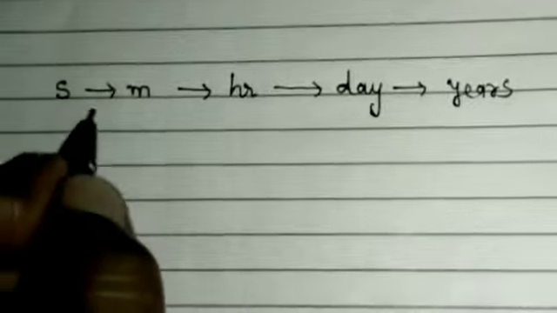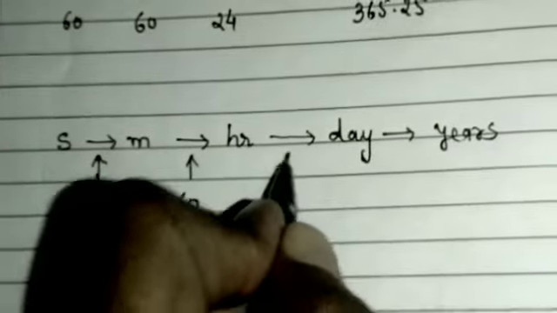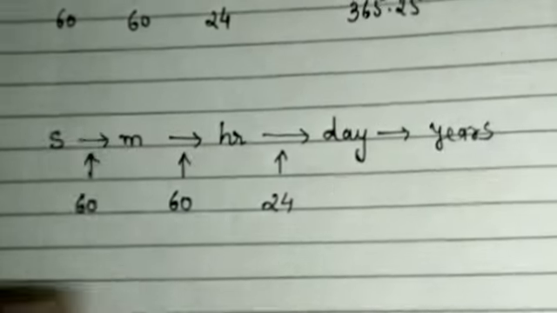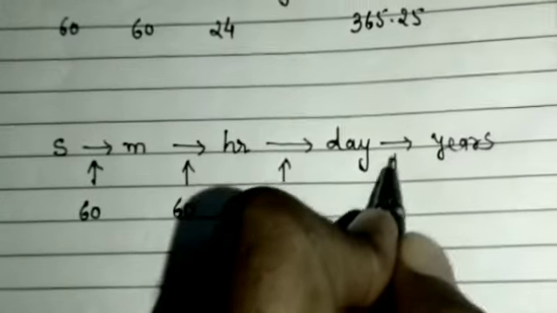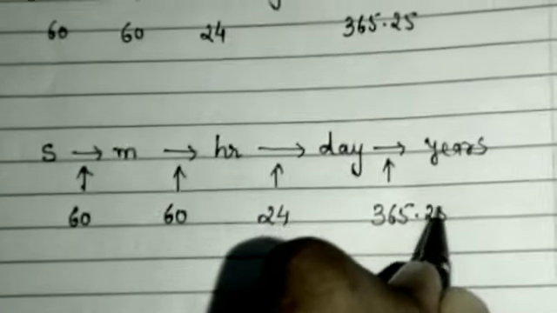Now let us see how we can convert second to minute, minute to hour, and hour to days, and then days to years. To convert second to minute, we have to divide it by 60. To convert minute to hour, again we have to divide minutes by 60. To convert hour to day, we have to divide it by 24, and to convert days to years, we have to divide it by 365.25.